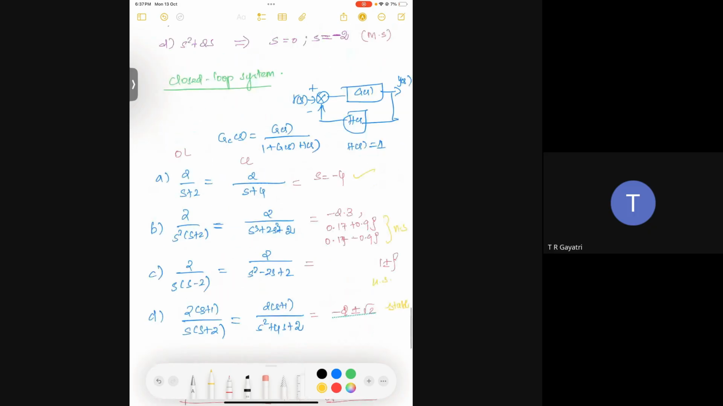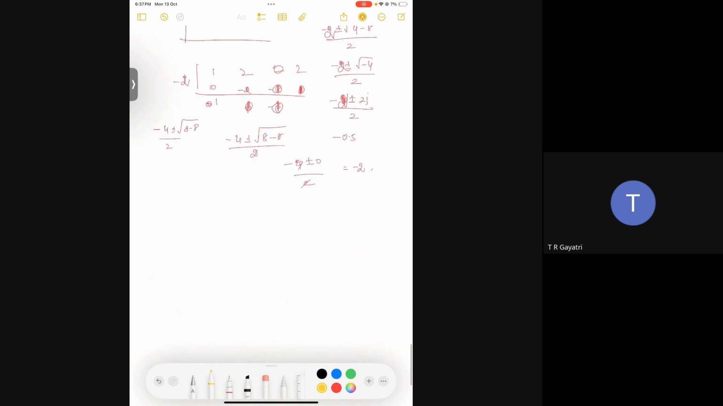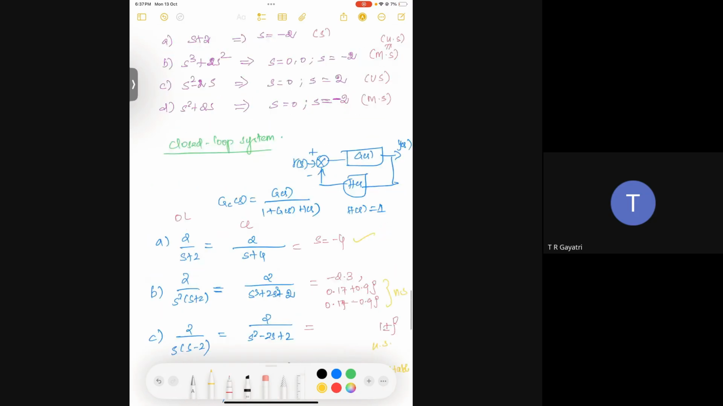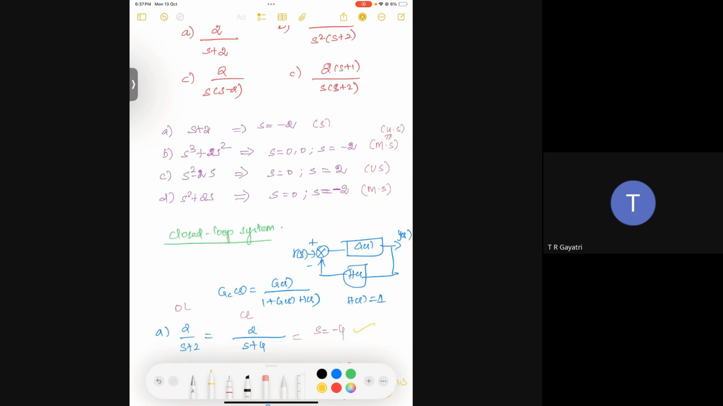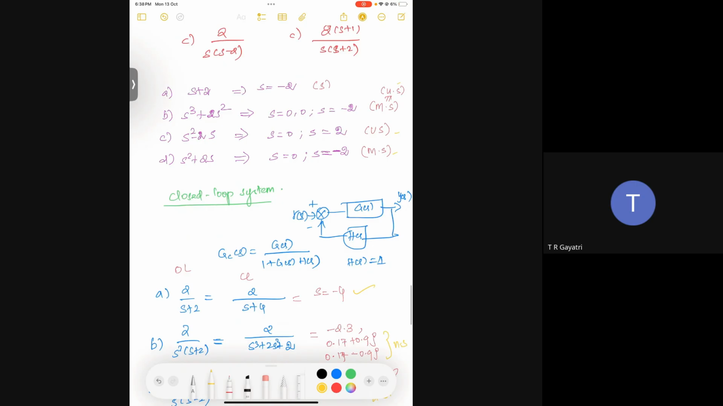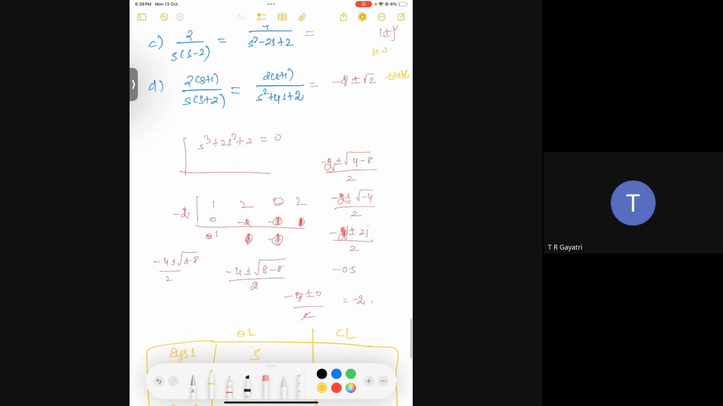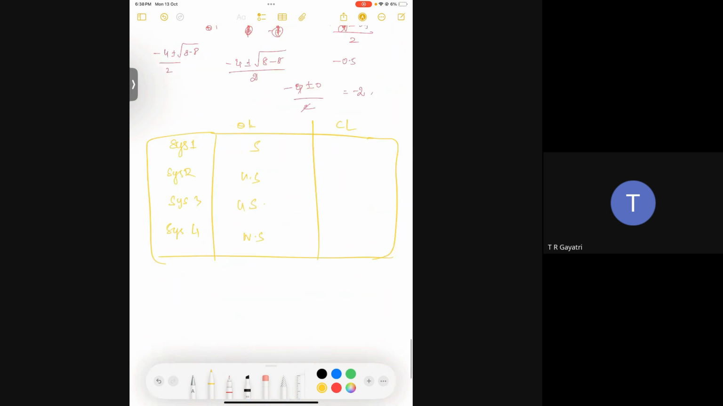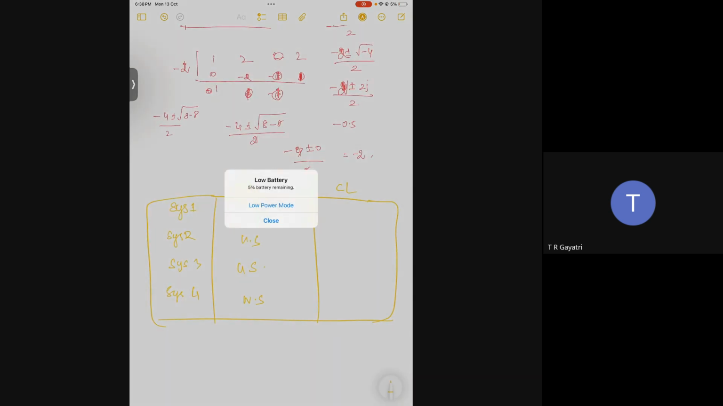Now I will just put system 1, system 2, system 3, system 4. And this will become open loop, then closed loop. So from the open loop transfer function, whatever we found is stable, unstable, unstable, marginally stable. Sorry, stable. We'll consider it as unstable itself. Stable and unstable. This is marginally stable.